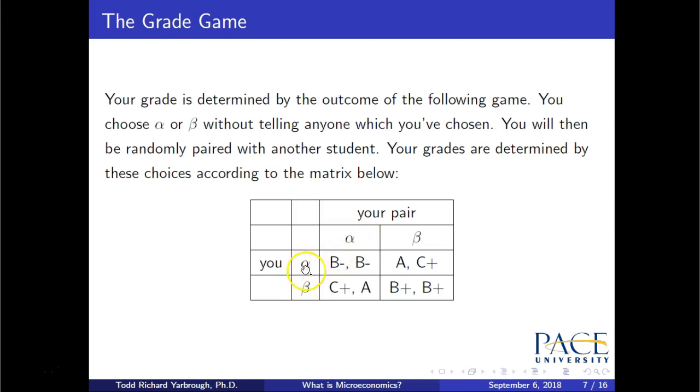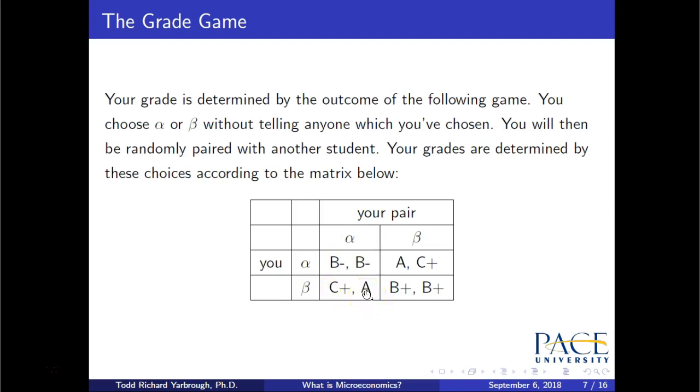If you both pick alpha, then this means you both get B minuses. The way you read the payoffs is that you always get the first payoff, your pair always gets the second payoff. So again, if you both pick alpha, you both get B minuses. On the same token, if you both pick beta, then you both get B pluses. The interesting part is when you pick differently. If you pick alpha and your pair picks beta, then you get an A. Again, your payoff is always the first one. You get an A and they get a C plus. If you pick beta and they pick alpha, then you get a C plus and they get an A.